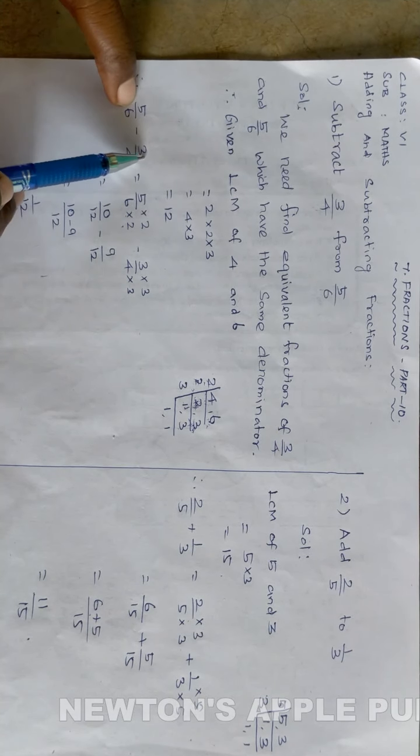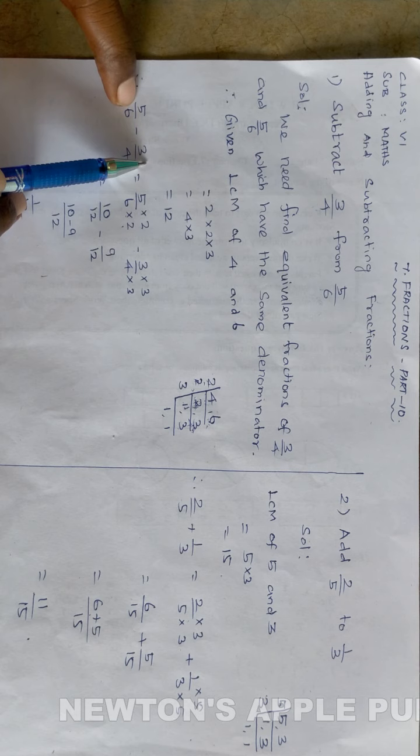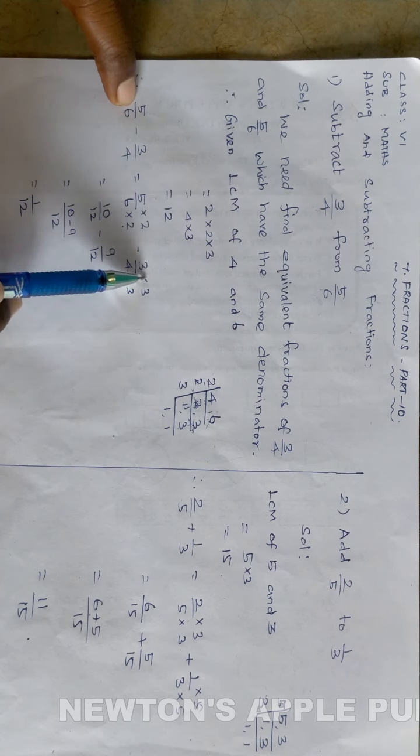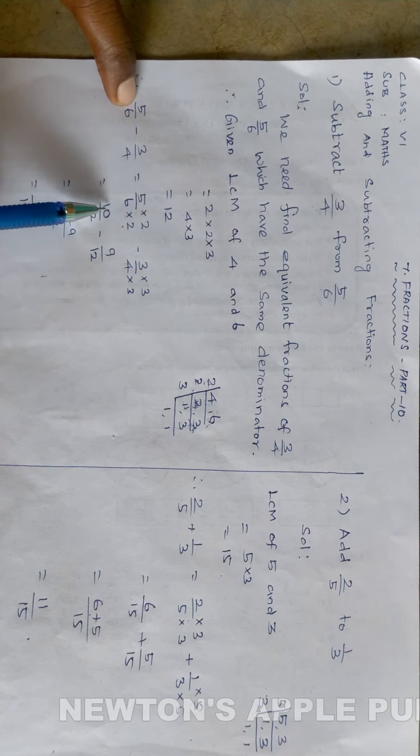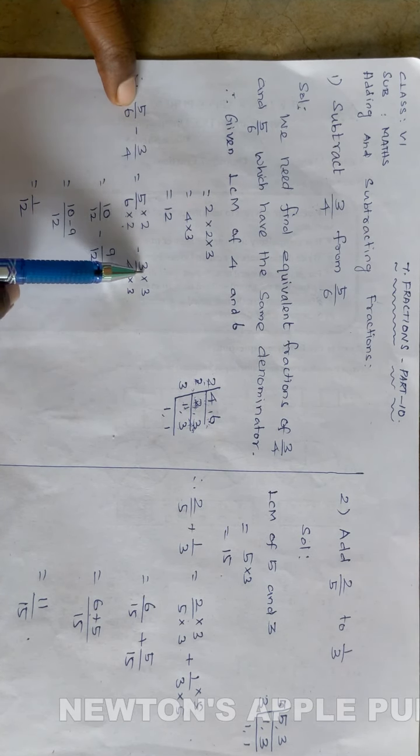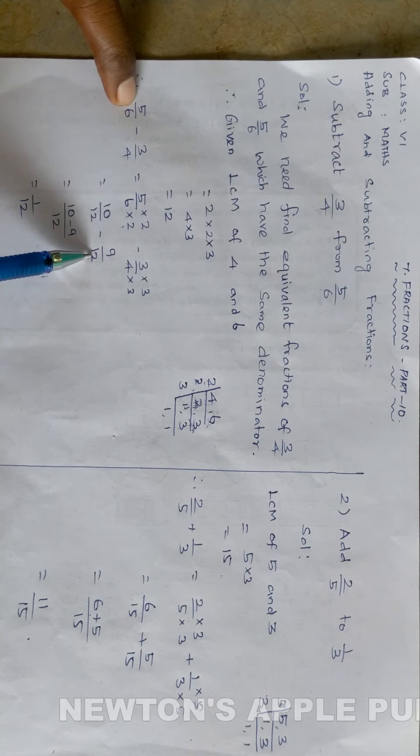Minus 3 by 4. Here the denominator is 4. So which number multiplied by 4 gives 12? 4 3's are 12. So we multiply its numerator and denominator by 3. See here, 3 into 3 divided by 4 into 3. 5 2's are 10 divided by 6 2's are 12, minus 3 3's are 9 divided by 4 3's are 12. Now here 12, here also 12. So it is like fractions, because both denominators are the same.